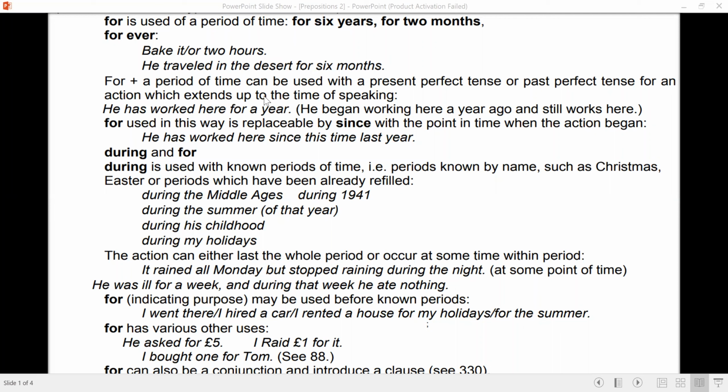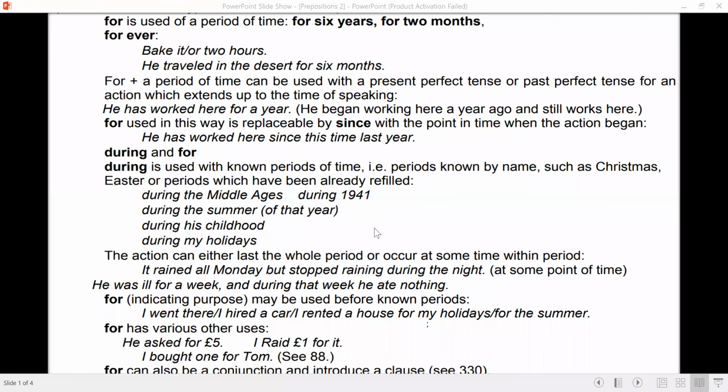And for plus a period of time can be used with the present perfect tense or past perfect tense for an action which extends up to the time of speaking. So it can be used with a present perfect or past perfect tense, in which the action extends up to the time of speaking. For example, if we say he has worked here for a year, it means his work began a year ago and he still works here. So the action extends up to the time of speaking. So for can be used with such tenses, such sentences as well, the present perfect tense and past perfect tense.